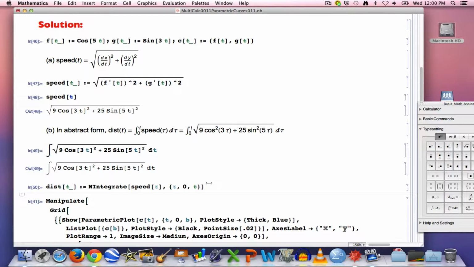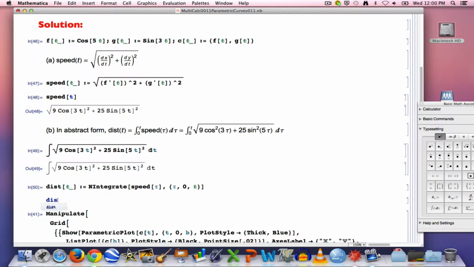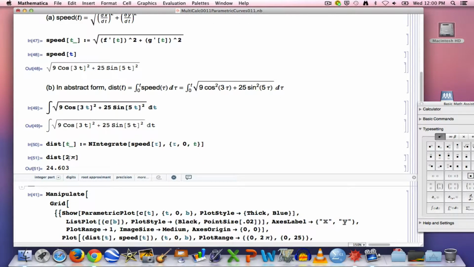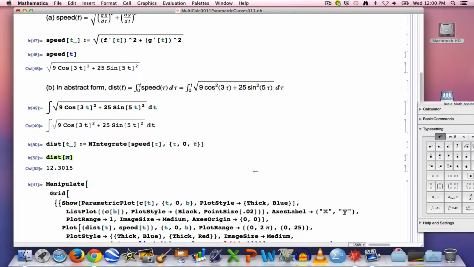traveled for any moment in time, for example after 2 pi units of time, by doing numerical integration rather than symbolic integration. The answer after 2 pi units of time is about 24.6. I can plug in pi in here as well, 12.3. I can plug in anything I want. It will do a bunch of integrations, and in fact you can still graph it.